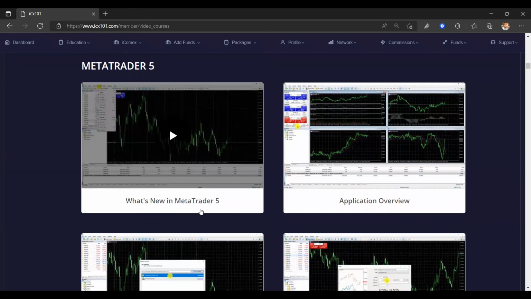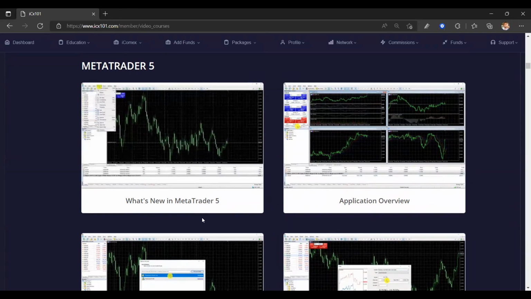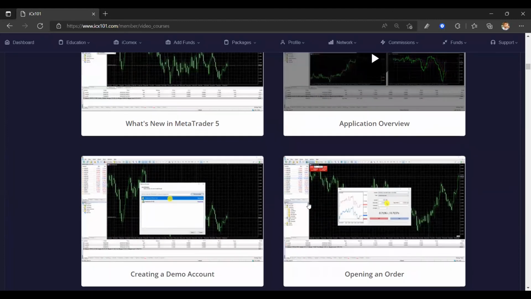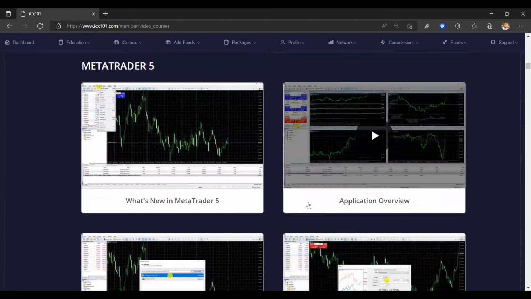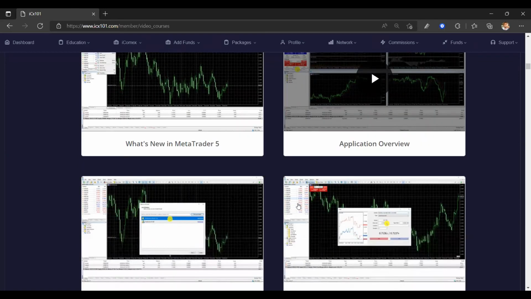What is new in MetaTrader 5? Okay, we have 4. But what changes it or what makes the 5 different? The video is here. Application overview, right? The basic information, you can know about the application overview, right? Detail of it is also on my YouTube channel. You can also go there and watch it.